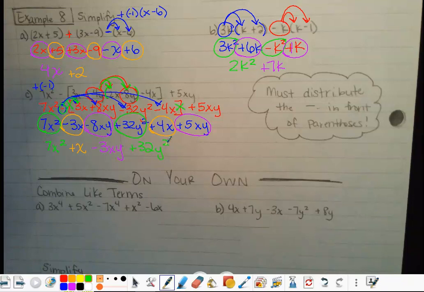Remember, we must distribute the negative in front of the parentheses because it's the same thing. It's the additive inverse as plus a negative 1. So we're really distributing the negative 1 out there. Do it on your own so you can check it and get started on your homework.